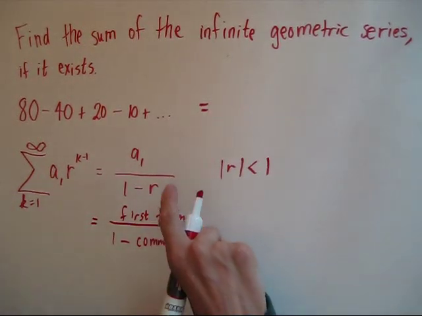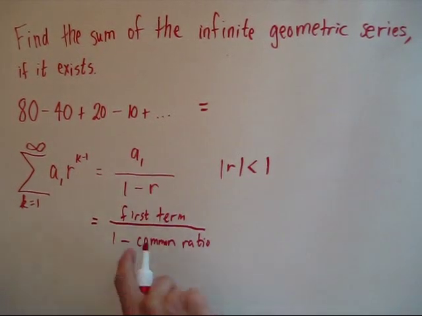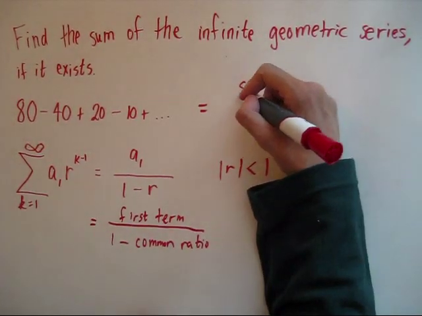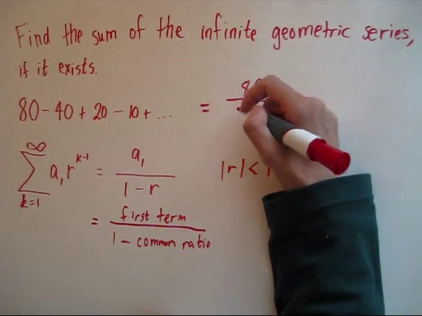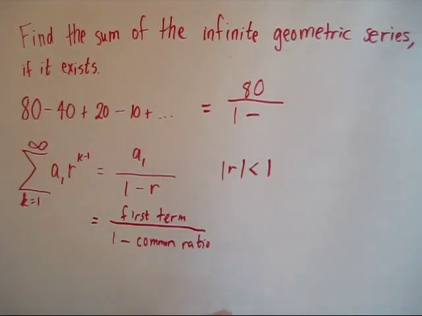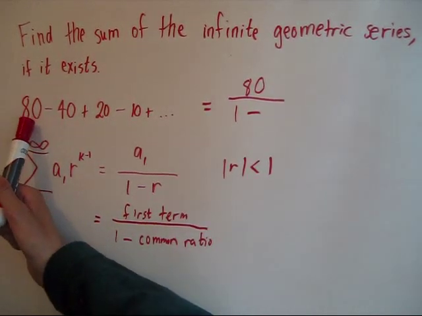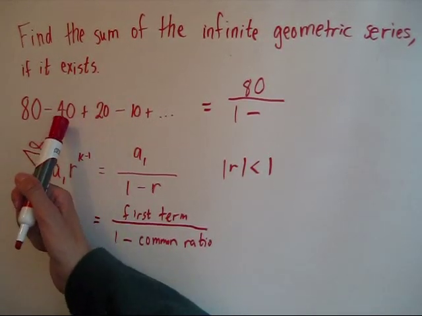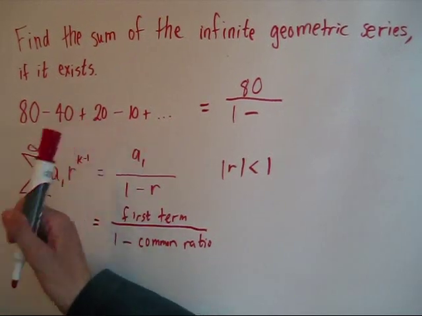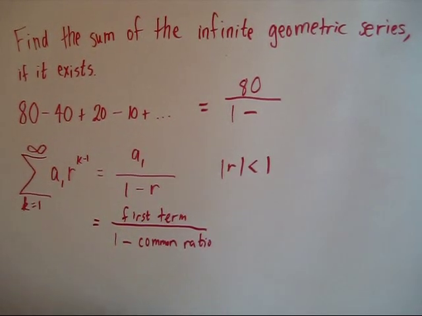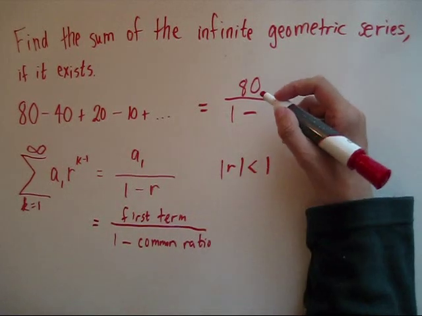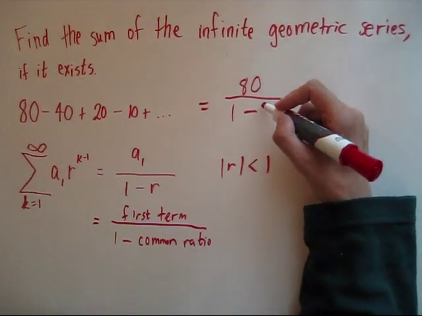For our series up here, our first term is 80. And we have 1 minus r, and for r, we can take negative 40 divided by 80, or 20 divided by negative 40, or negative 10 divided by 20. Doesn't matter. They're all the same, and it gives us a negative 1/2.